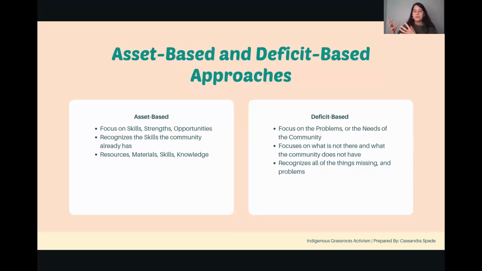However, there is no high school program. So the asset-based approach would build on the things that already exist and think about how to implement a high school program, and what resources and things are available to do that. So this approach is very much focused on possibilities and opportunities and imagining and creating.